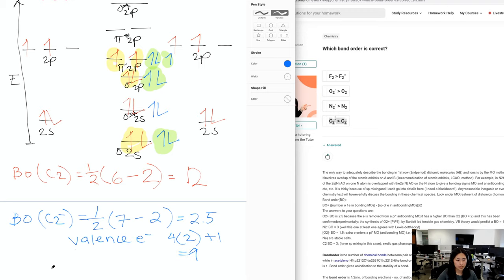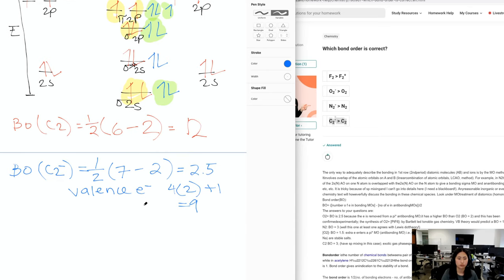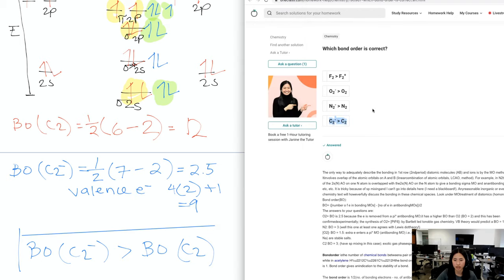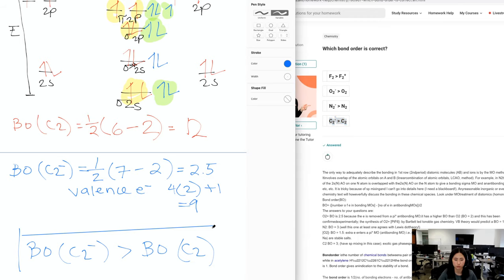So as you can see, the bond order of C2 minus is greater compared to the bond order of C2, which is 2. So the bond order that is correct would be the last one, which is C2 minus is greater compared to C2.